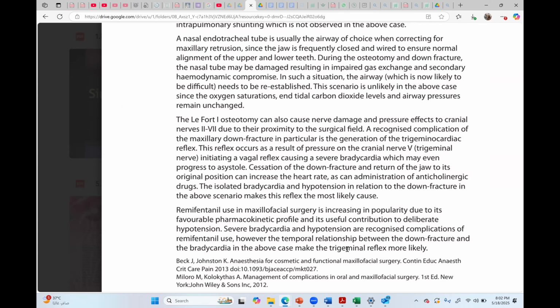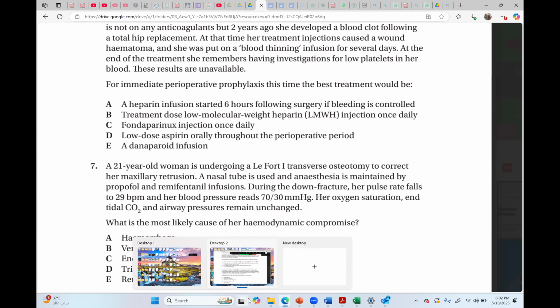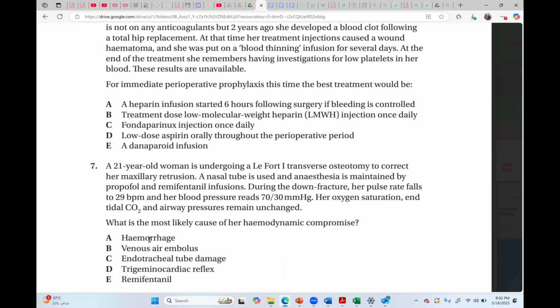Remember one thing, there are some tips to pick the answer when you are doing these questions. What is the prominent thing here? Bradycardia. Usually, hemorrhage, no bradycardia. Even in embolism, no bradycardia. Endotracheal tube damage, no bradycardia. Remifentanil infusion, yes. So actually, the tie is between these two. But if it has to occur, it can occur even before that. They have mentioned here, especially at the occurrence of down fracture. So that's why the answer is this one.